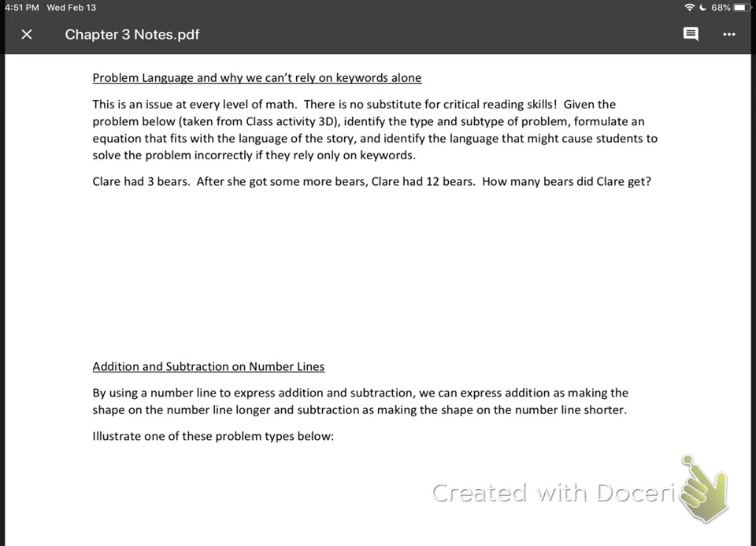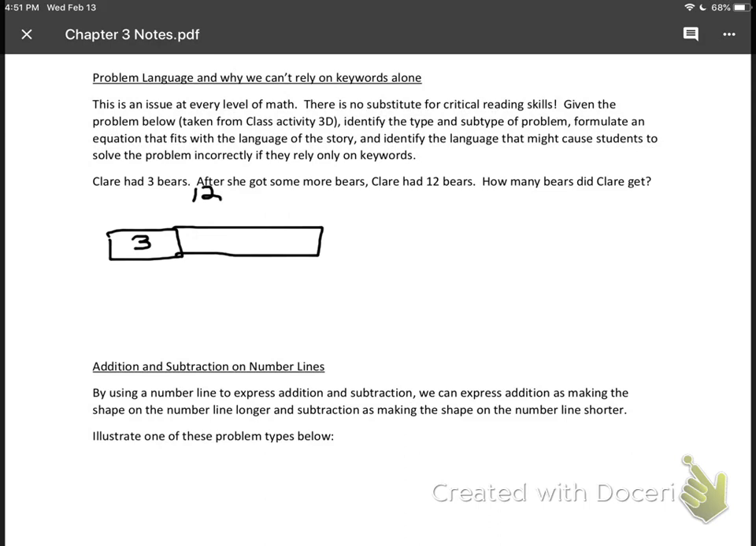Okay, so Claire had 3 bears. After she got some more bears, Claire had 12 bears. Okay, so you have to read this carefully, because here Claire is sitting with 3 bears. These are stuffed bears, by the way. Okay, so then she got some more bears. Claire had 12 bears then. So what is missing there?